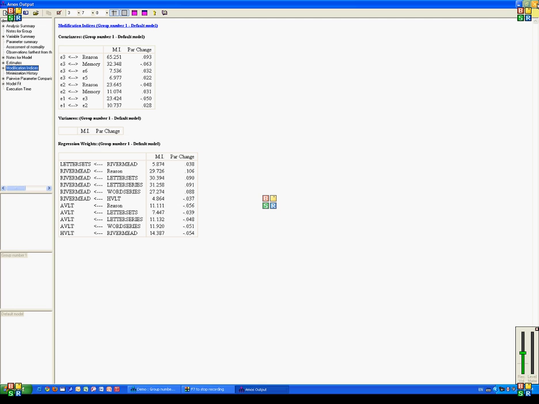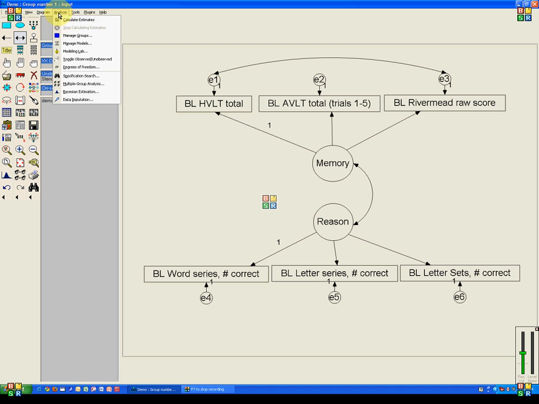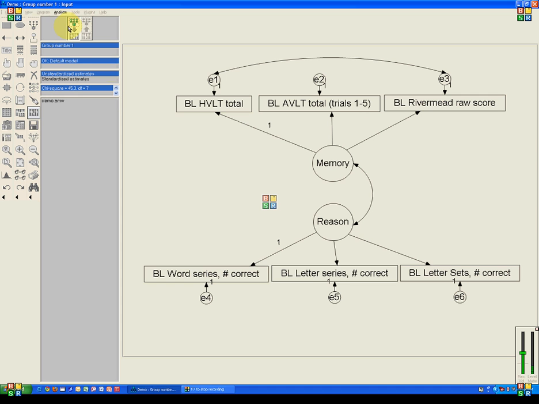I'll close the output window, pick the arc tool, and draw a correlated uniqueness between E1 and E3. Now analyze, calculate estimates to rerun the model. And what I hope you can see here is that already the model has a chi-square of 45.3, a reduction in fact of 55 points, more than the modification index led us to believe would happen.